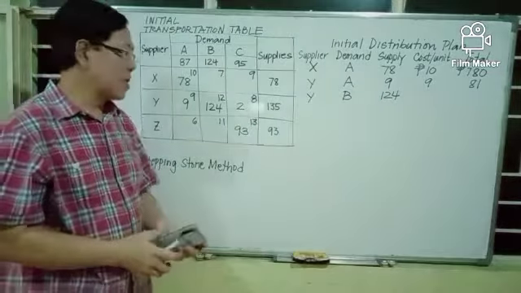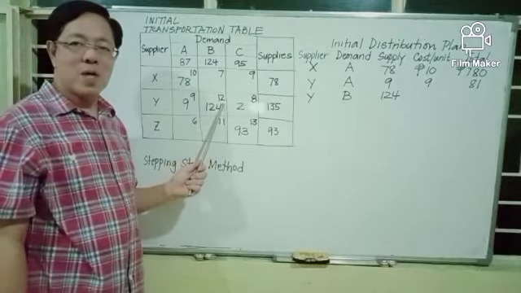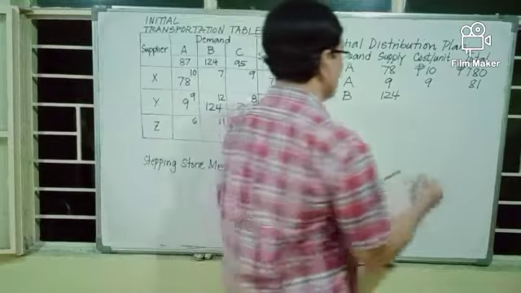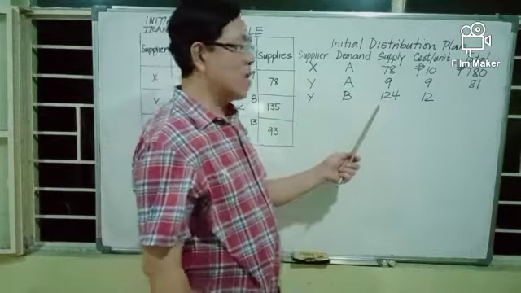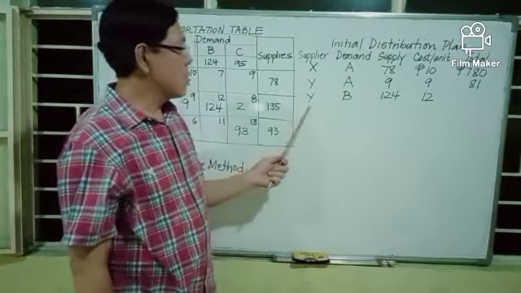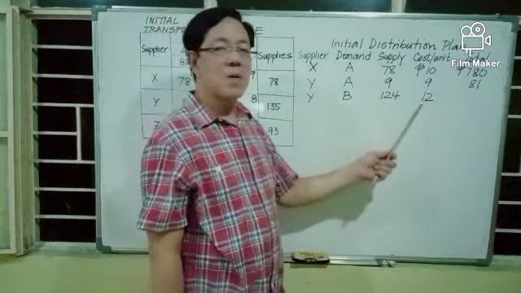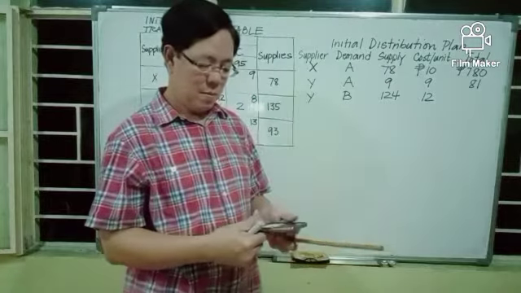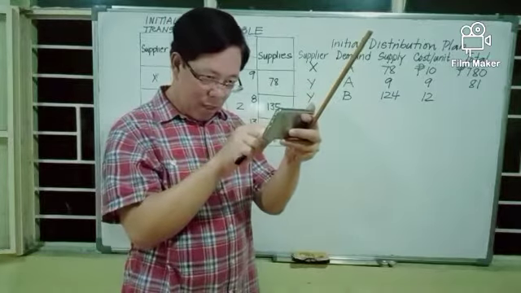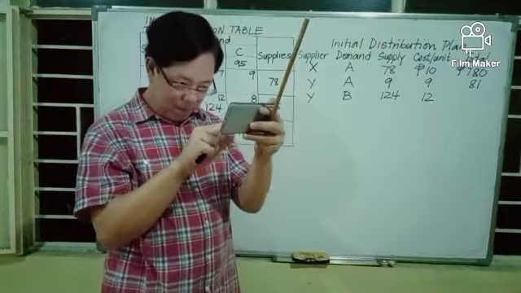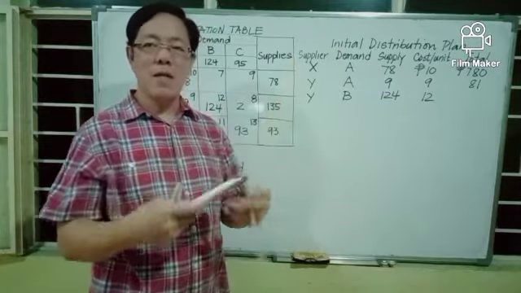And the cost per unit of transporting from Y to B is given by this cell, cost 12 pesos. And for the total cost of transporting 124 units from supplier Y to customer B at 12 pesos per unit, we multiply 124 by 12. We have 124 multiplied by 12, and you should get 1,488.